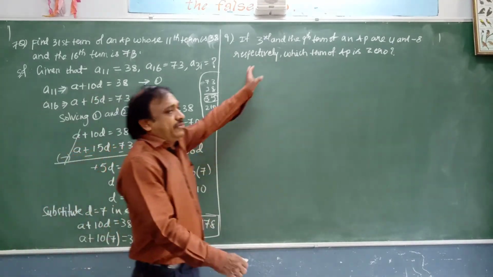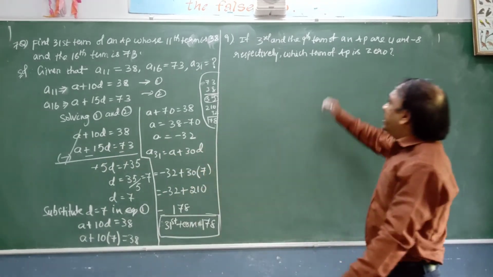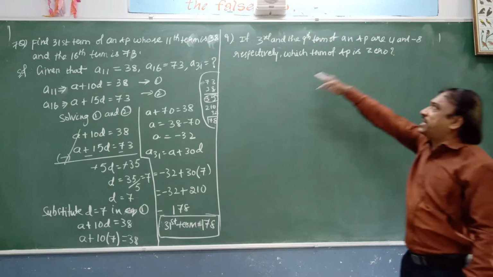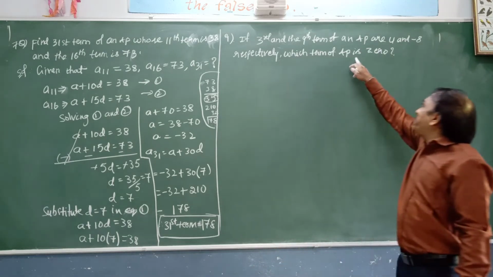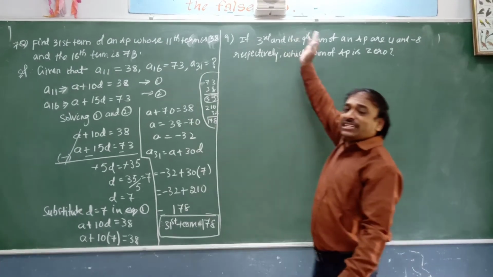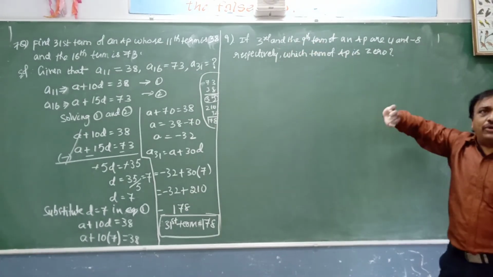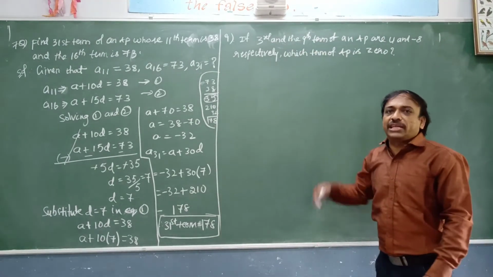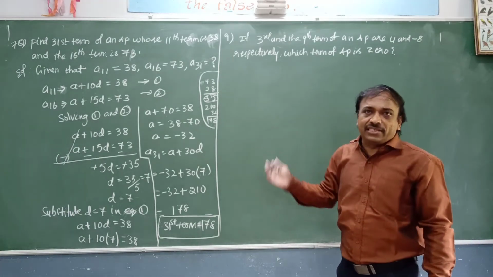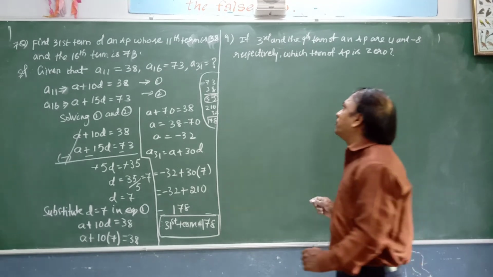Now we see one more question here. If the third and ninth terms of an AP are 4 and minus 8 respectively, which term of the AP is 0? Here we found the 31st term, but here the question gives the term as 0. Which term could that be? Maybe the 20th term or 30th term. That n value we have to find out.